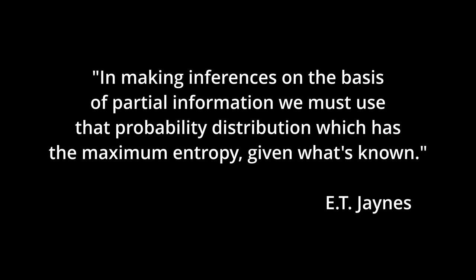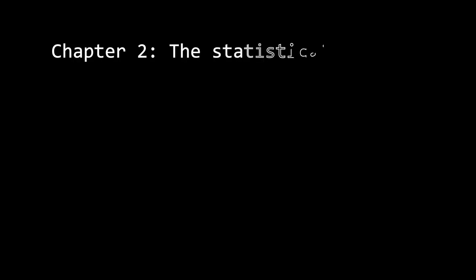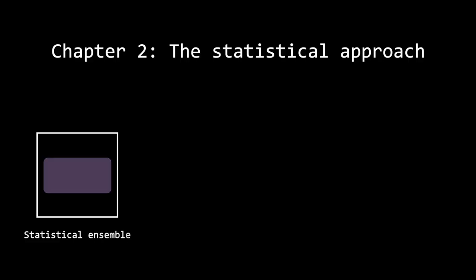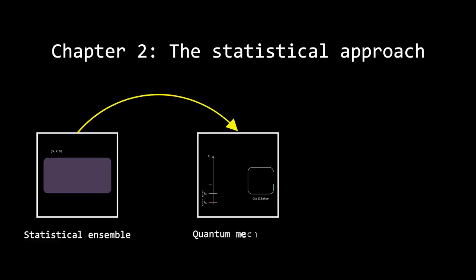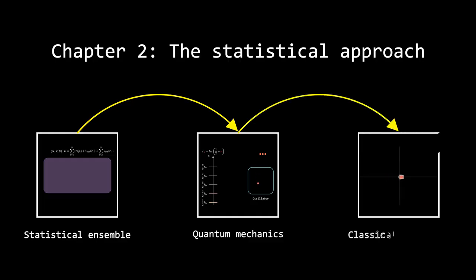In the next chapter, we will see how this principle is at the heart of the fundamental postulate of statistical physics. In this second chapter, we will see how to use statistics to describe physical systems. First, we will define the notion of statistical ensembles. Then, we will see how to proceed when we want to use a quantum mechanical description of the system. And then we will see how it can be done using classical mechanics.